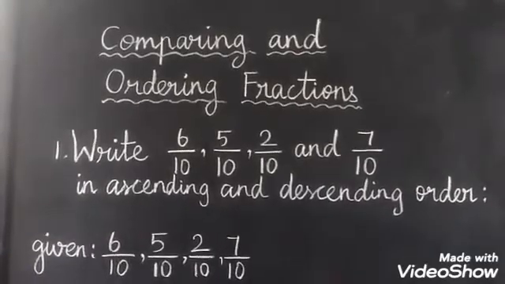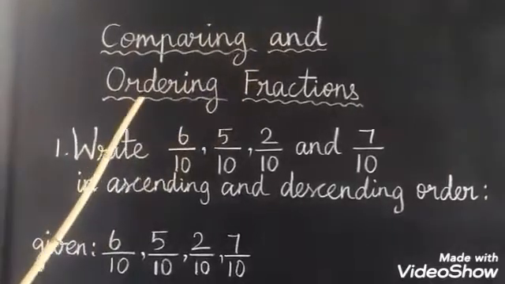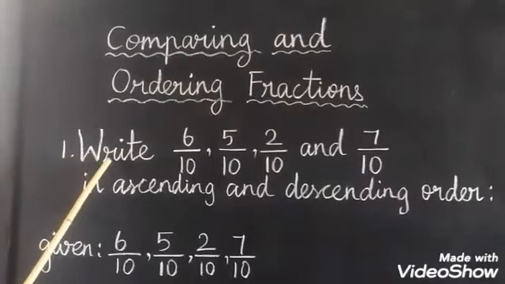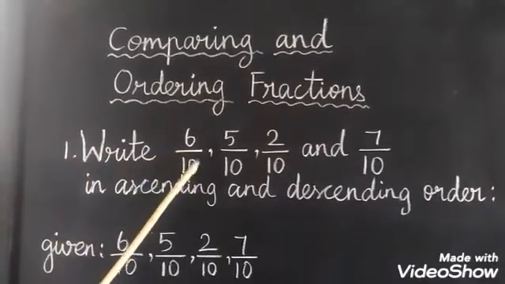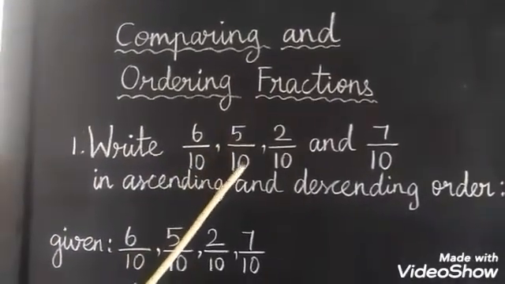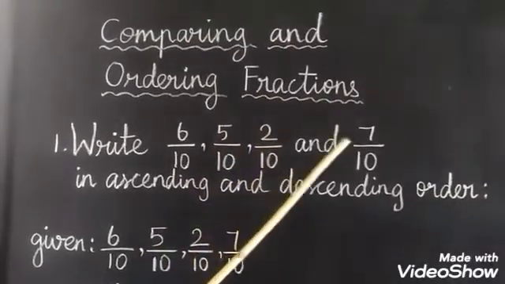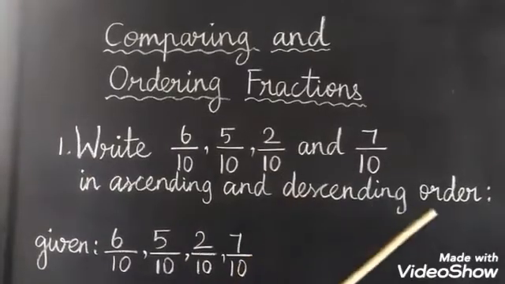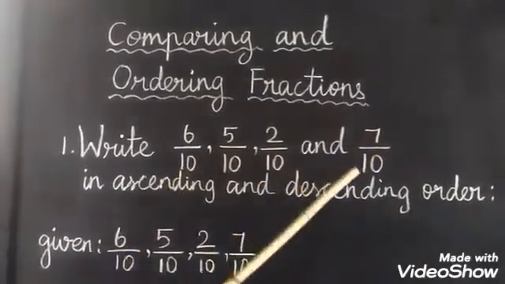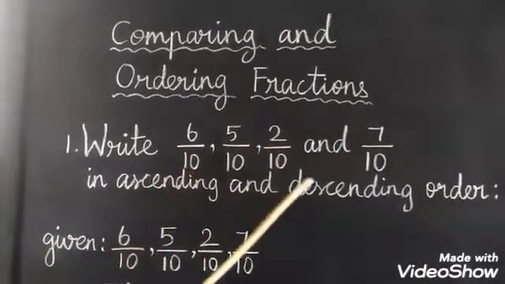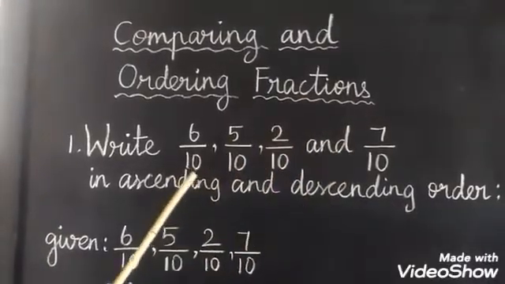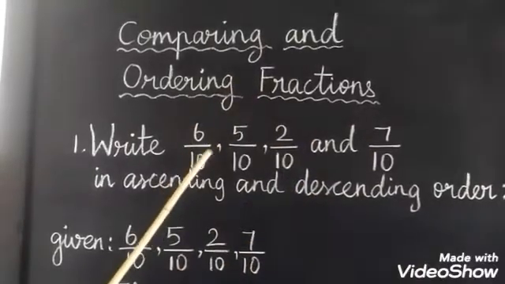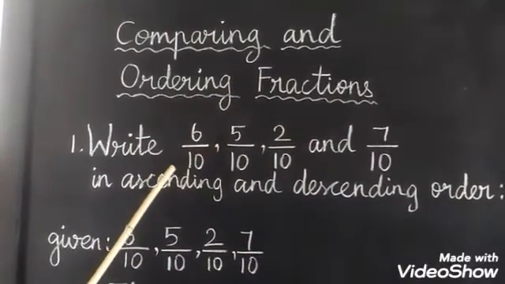Let us see comparing and ordering fractions. See the first example. Write 6 by 10, 5 by 10, 2 by 10 and 7 by 10 in ascending and descending order. See the question. All the fractions have the same denominator. All are like fractions. So, we can write the ascending order and descending order easily.